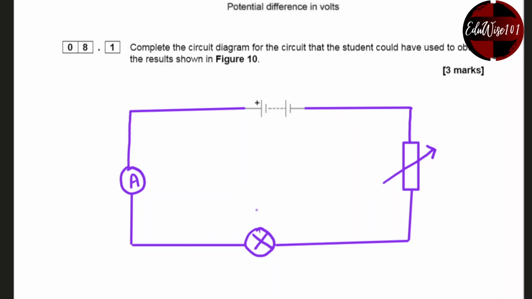The equipment that you need is to measure the potential difference across the lamp. That needs to be measured using a voltmeter. Right? Here we go. Next question.